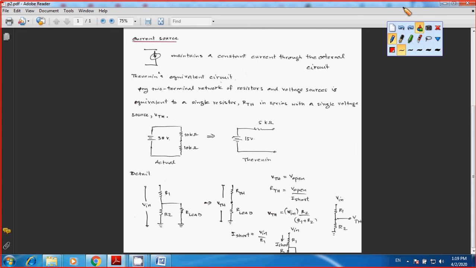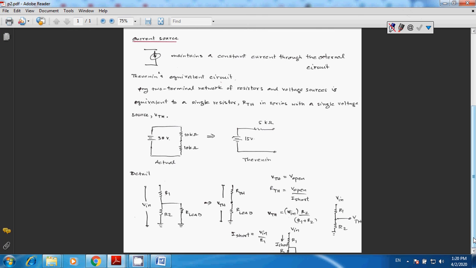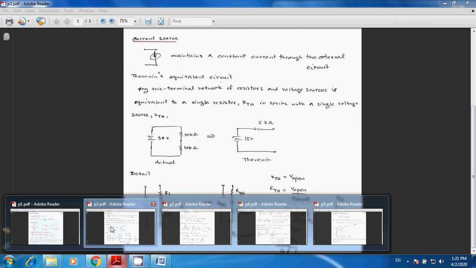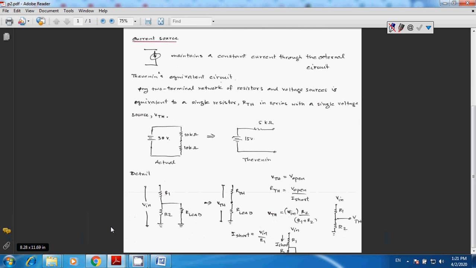Well, let's take a look at some circuit. I missed my point. That's page number 2. Oh, okay, sorry.